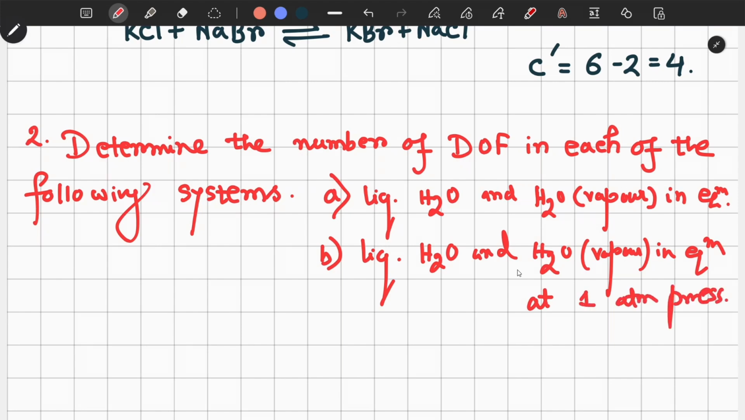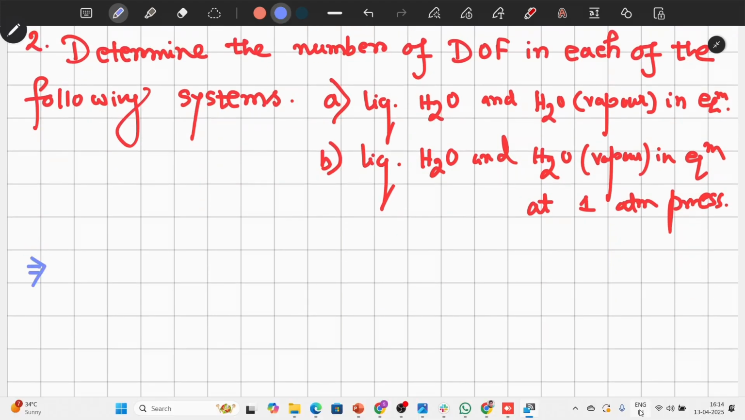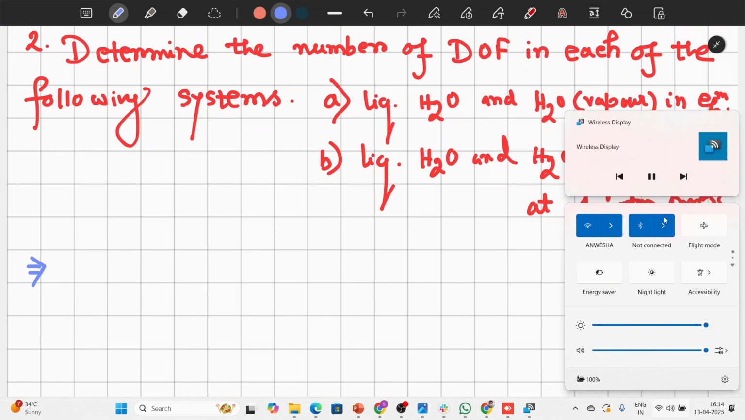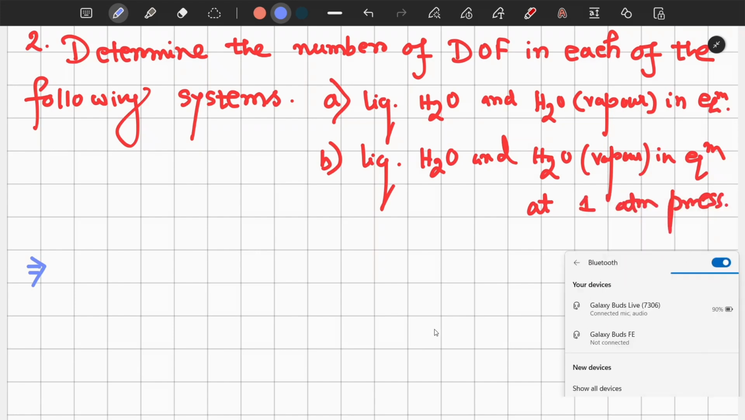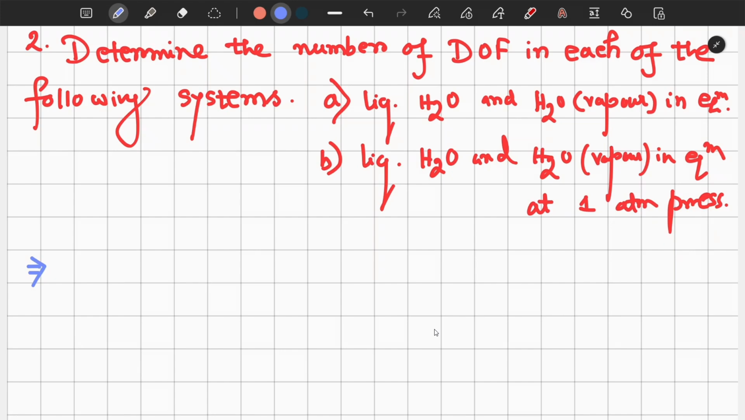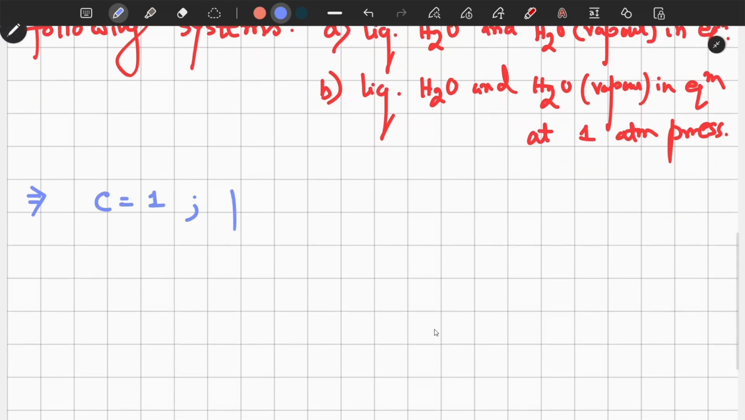Okay, can you solve it? For first one it's 1. No, do it properly. C minus P plus 2. C is 1, P is 2. So for the first one it's 1 and for the second one it's 0 because there is one restriction. C minus P plus 2, it is 1. So one variable is needed here, degree of freedom.